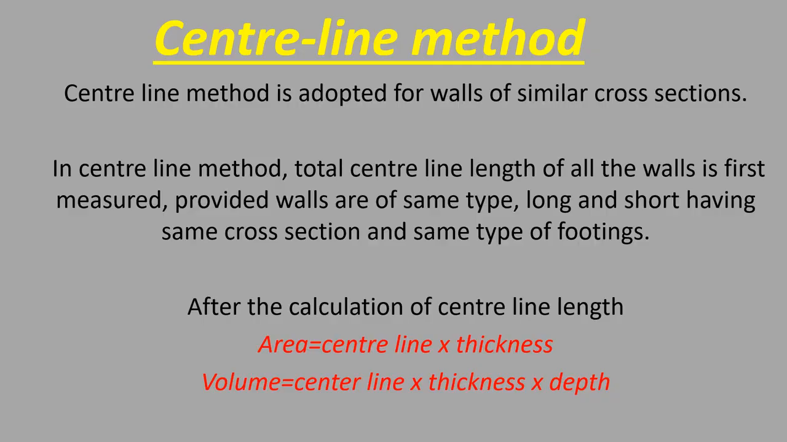So now, centerline is adopted for walls of similar cross sections. We only find centerline for walls that have the same cross section. So someone may ask, what happens to those walls that have different cross sections? Maybe they have different footings, maybe the widths of their footings are different. What we do, especially where we have internal and external walls having different thicknesses, cross sections generally, we find their center lines separately. We find center lines of the same walls separately from the ones that are different.